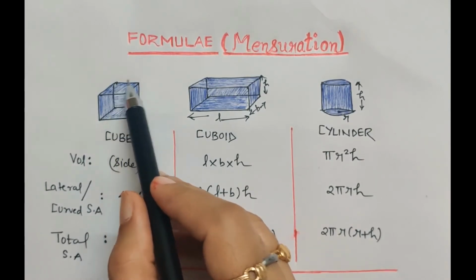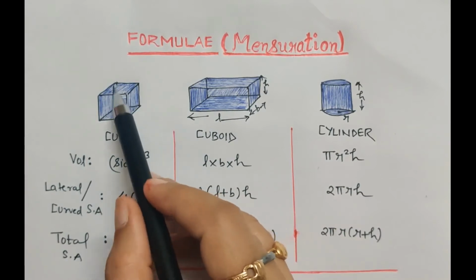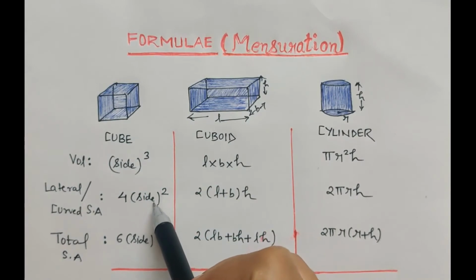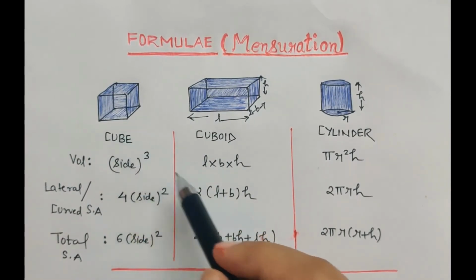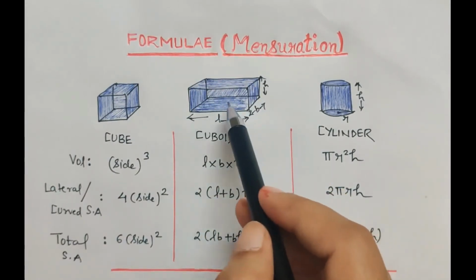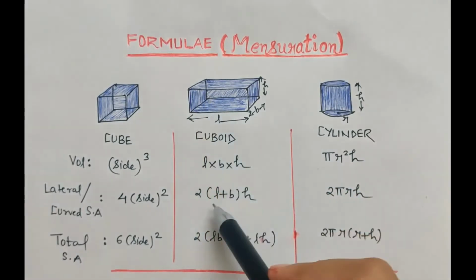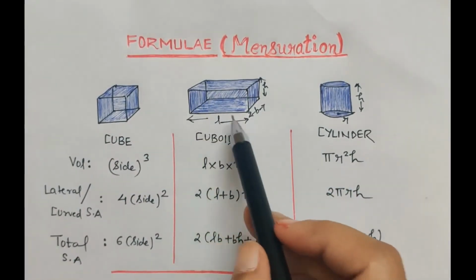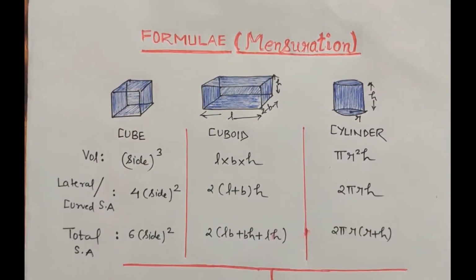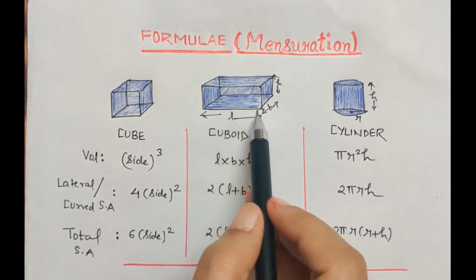When we exclude the top and the bottom, we are left with only 4 surfaces, 1, 2, 3 and 4. So 4 into square of the side is the lateral surface area of a cube. And for the lateral surface area of a cuboid, again we exclude the top and bottom. We are left with the 4 plane surfaces, so only the areas of these surfaces are to be calculated. As it is a rectangle, we know area of rectangle is length into breadth.